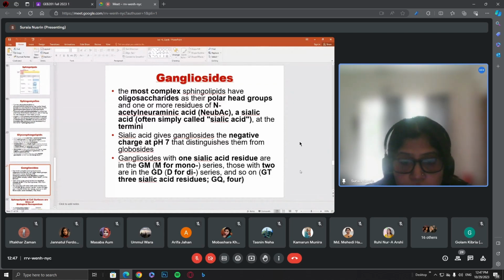Now, if gangliosides have only one sialic acid residue, they are called monogangliosides. If there are 2, they are digangliosides. In this way we can have tri, and then 4 can be present, which we can call quaternary gangliosides. So based on how many sialic acid residues are present, they can be further divided into different gangliosides.